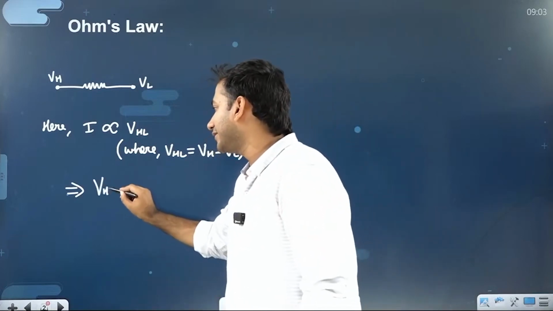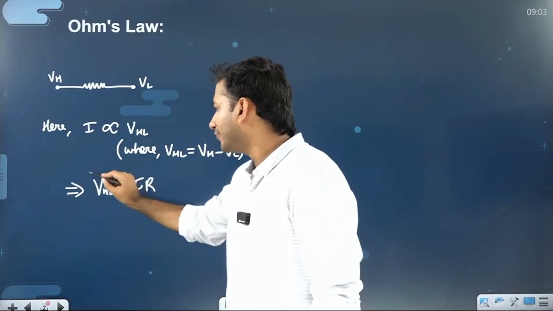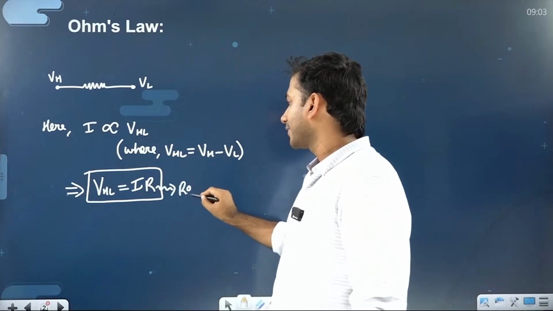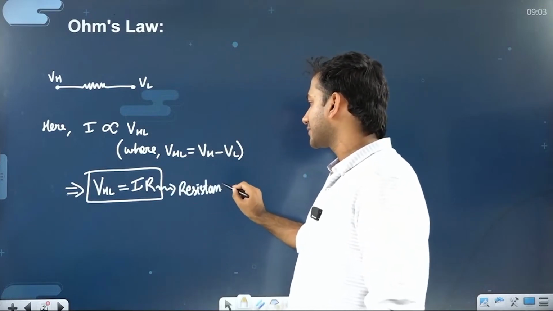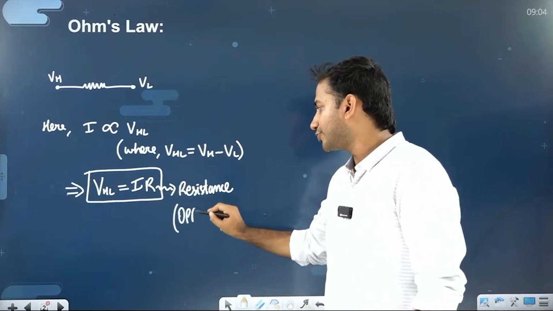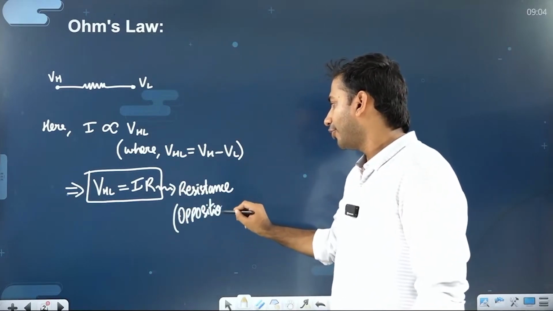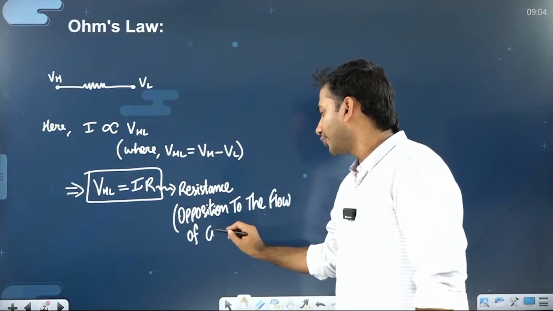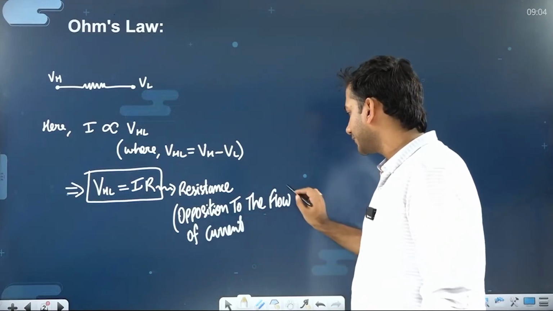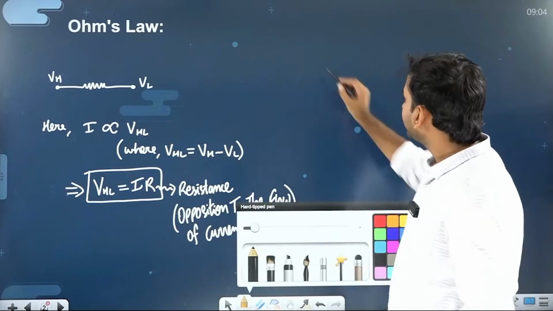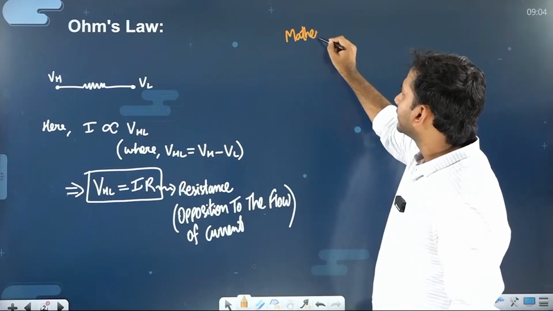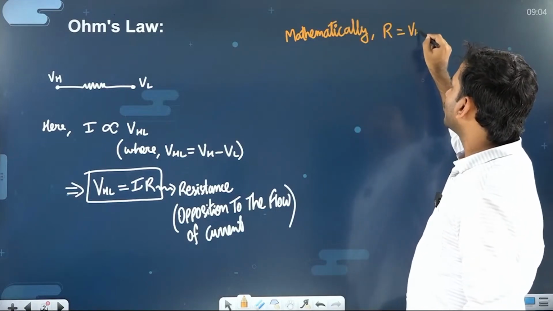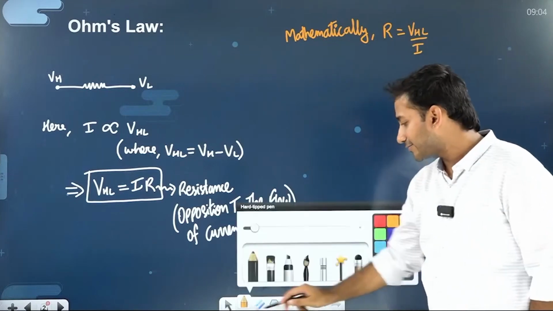So VHL can be written as I into R, where R is termed as the resistance, that is, opposition to the flow of current. Now, what you have to remember is that mathematically, we can also have this relation that resistance is given as VHL by I.